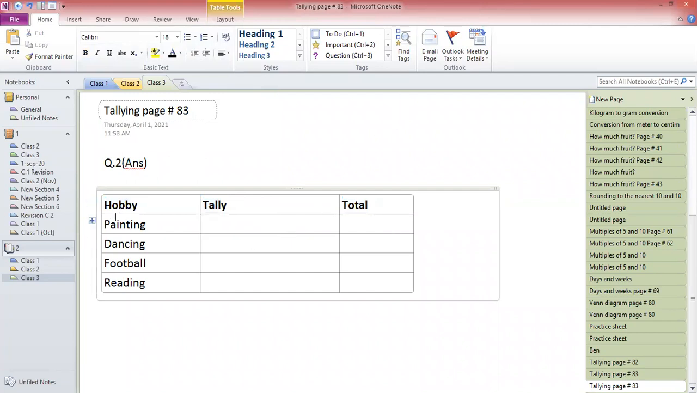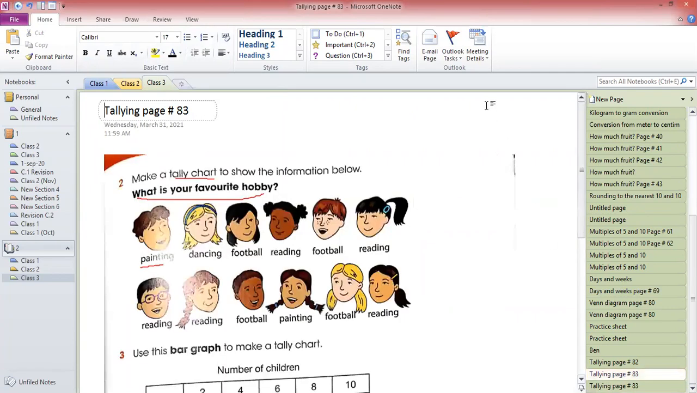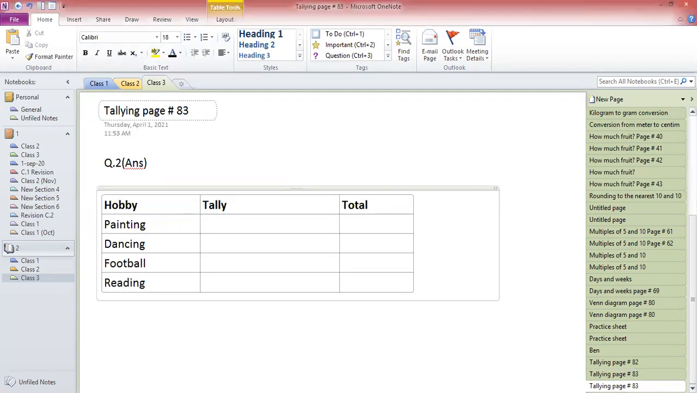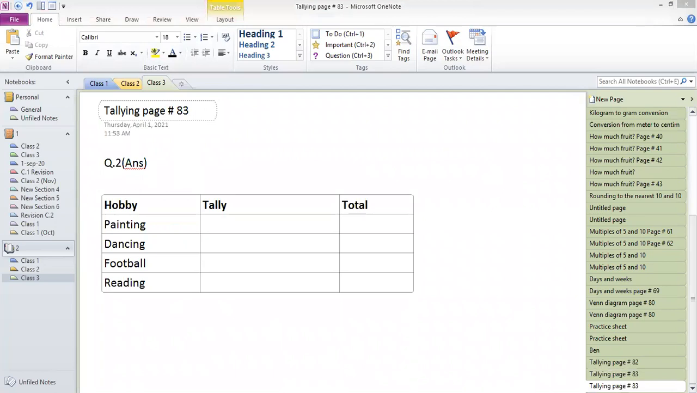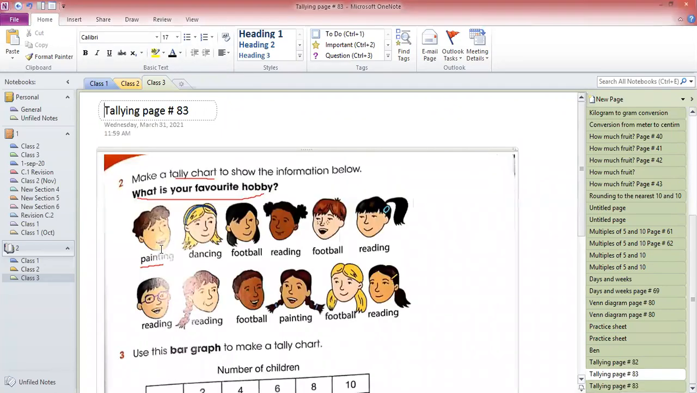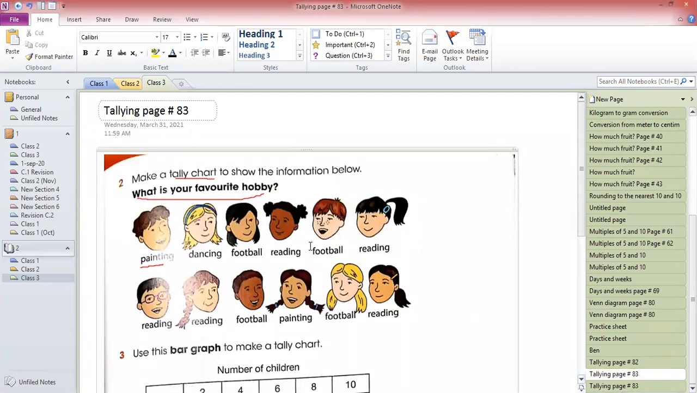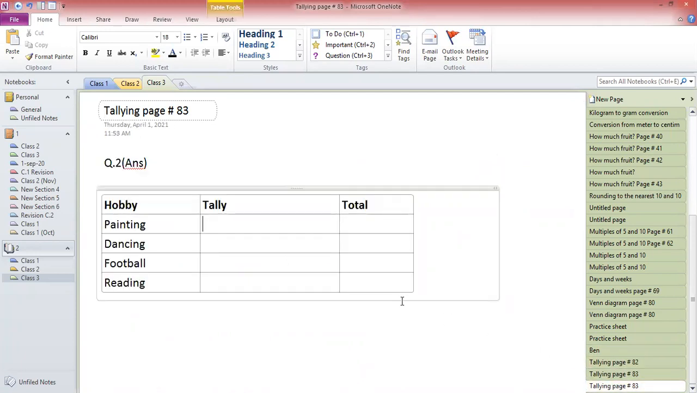All right guys, so I write here hobbies: painting, dancing, football and reading. Tell me, is there any other hobby except these four? No, sir. Very good. I am going to check again. Painting I have written, dancing I have already written, football and reading I have written. So all are written.